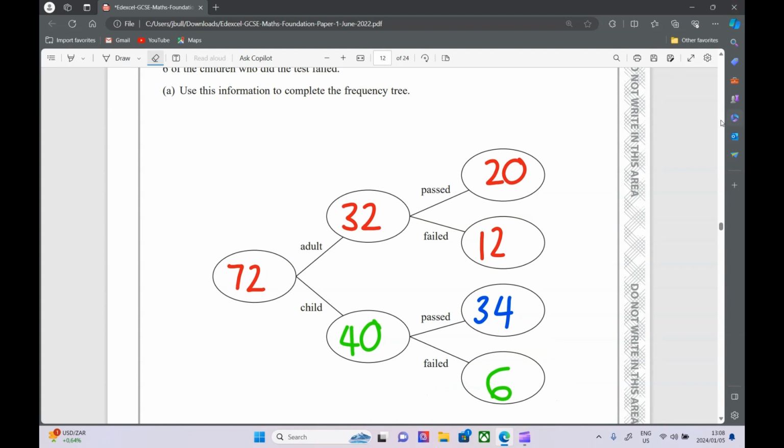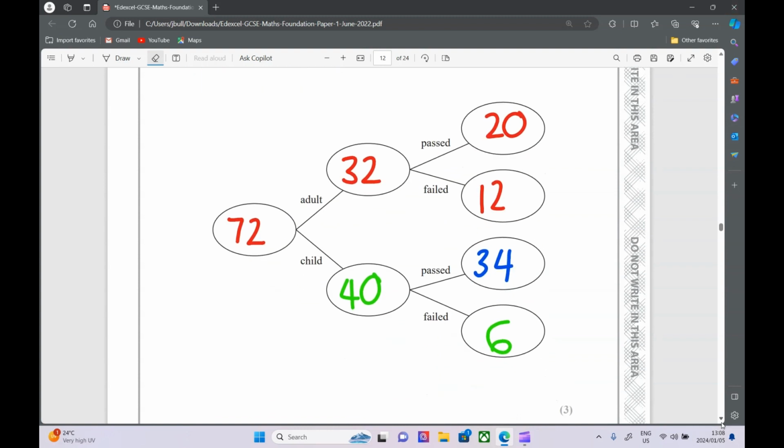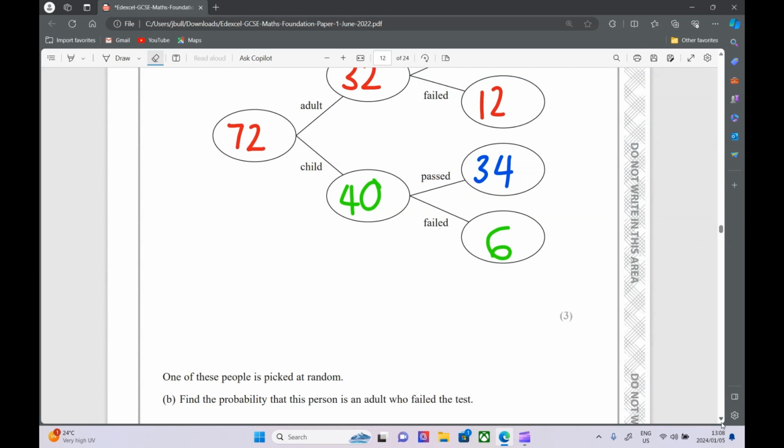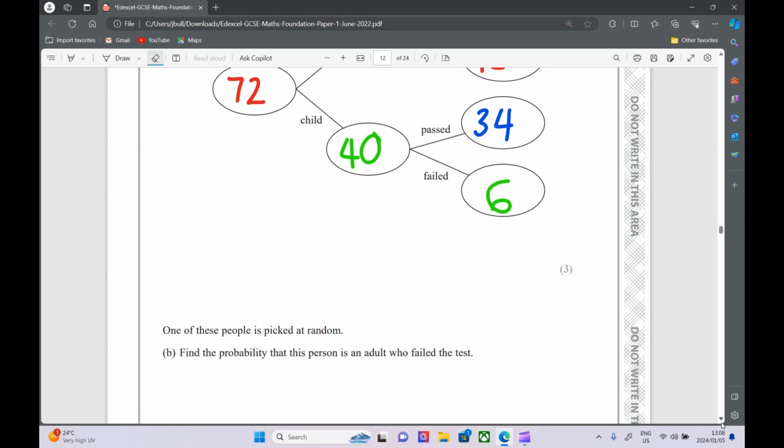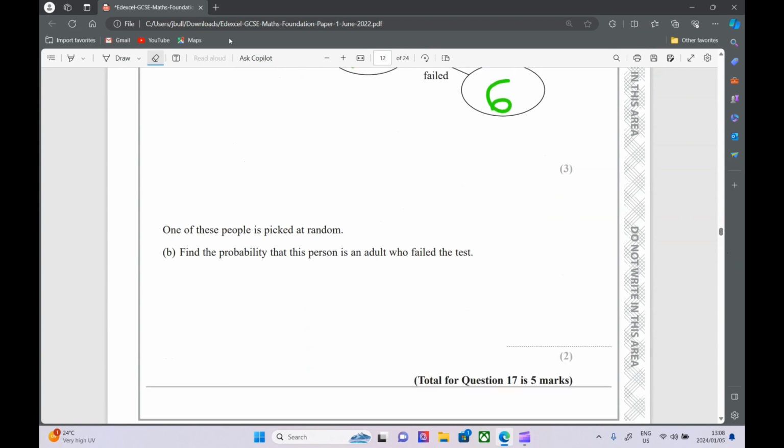And then they ask us a question based on this. So they say then, one of these people is picked at random. Find the probability that this person is an adult who failed the test. Okay, so what we do as probability is we look for this first. So adults who failed the test, let's check how many they were.